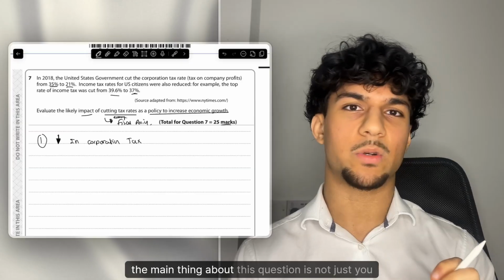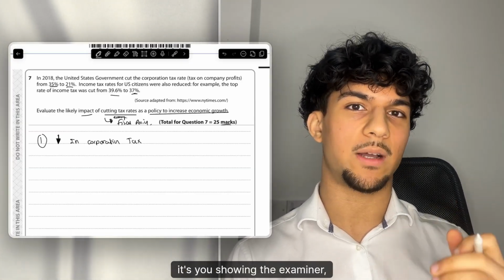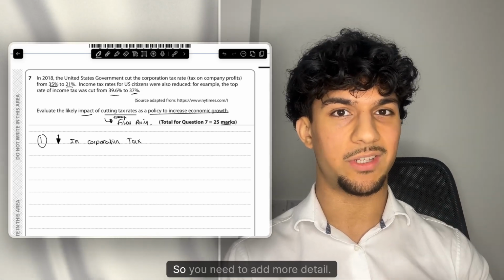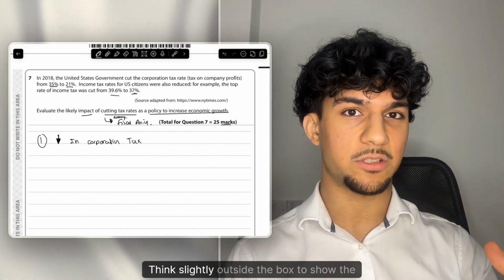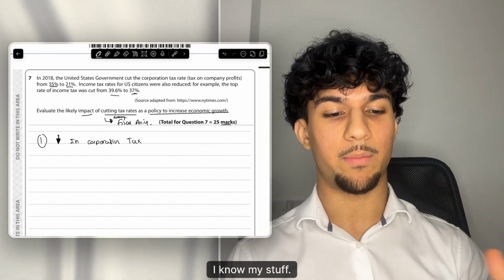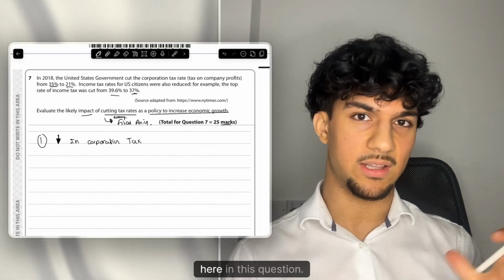And like I said, the main thing about this question is not just you knowing the chain of analysis, it's you showing the examiner, you differentiating yourself to the examiner that you are a high level student. So you need to add more detail, think slightly outside the box to show the examiner, okay, I know my content, I know my stuff, I'm able to adapt myself to different situations. So that's what I'm going to try to demonstrate here in this question.